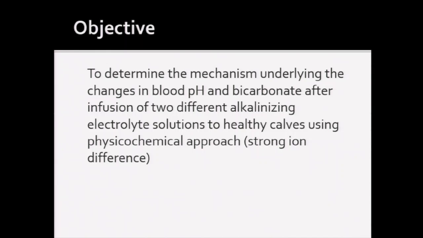The objective of this project was to understand the underlying mechanisms responsible for changes in blood pH and bicarbonate after the infusion of two different alkalizing electrolyte solutions to healthy calves. This was all done using the physicochemical approach of the strong ion difference.